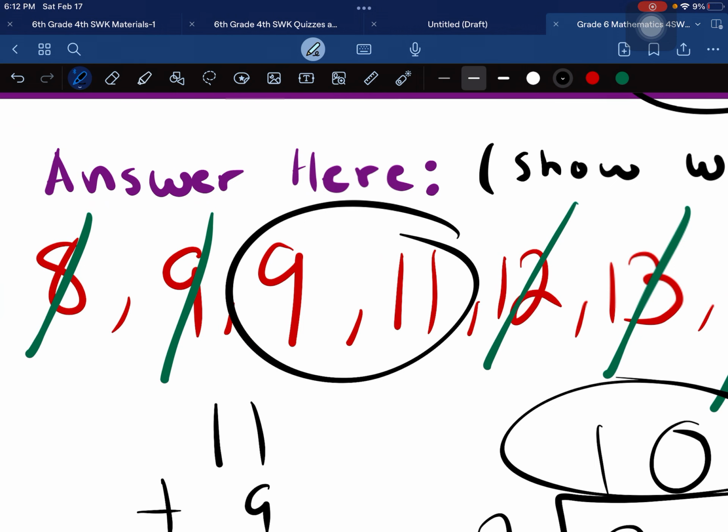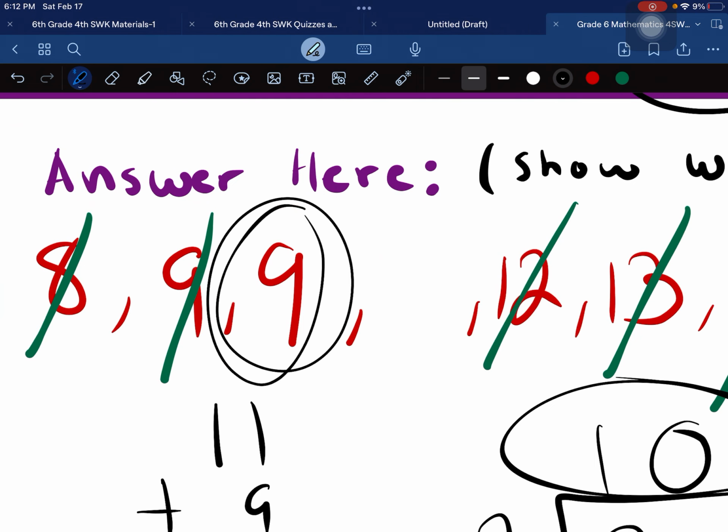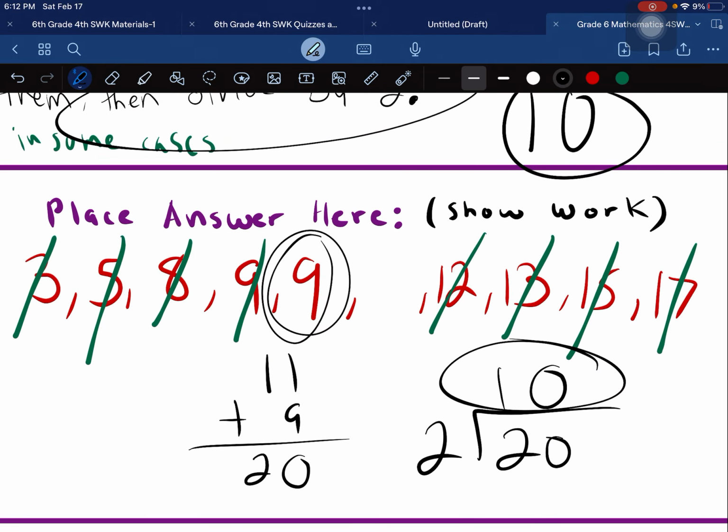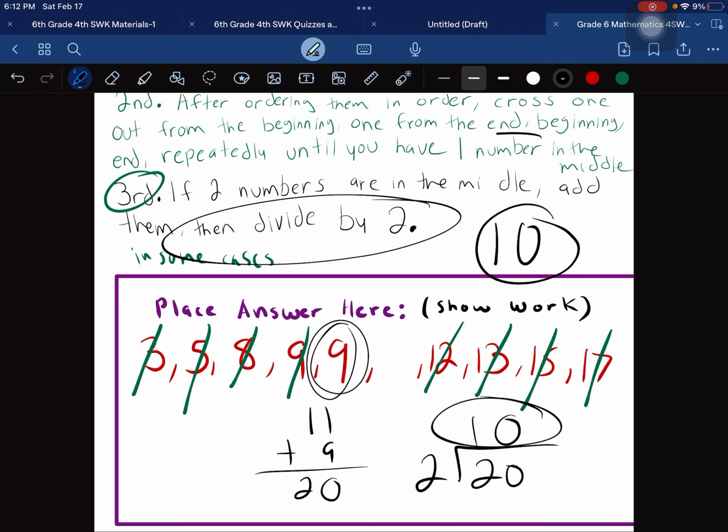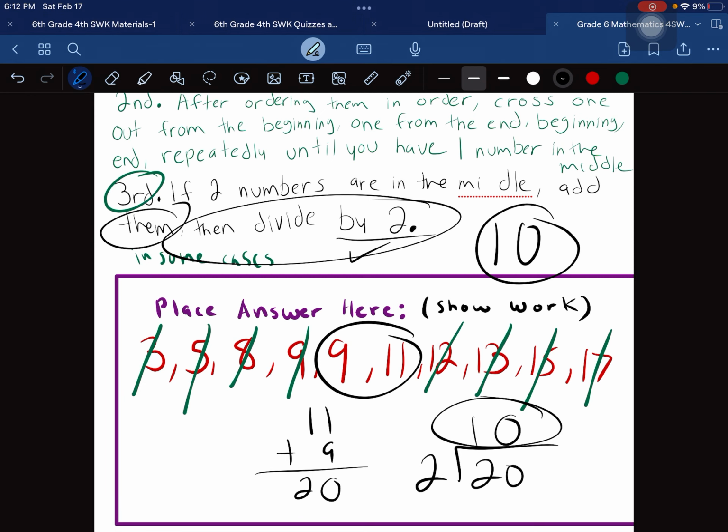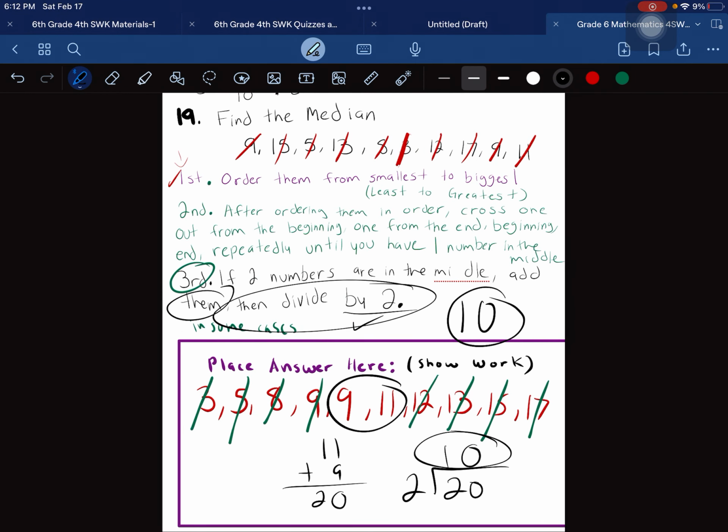Now, let's just say for some reason that there was just 1 number in the middle, 9. Well, that would have been the answer, and that's it. So if there's just 1 number in the middle, that's the answer. But in this case, there were 2 numbers in the middle, right? So we do what we had right here. If 2 numbers are in the middle, add them, divide by 2. This is how you find the median, the number in the middle. Are we good?